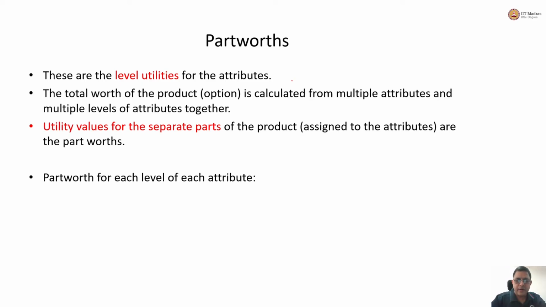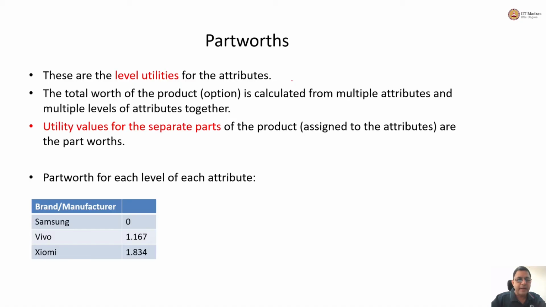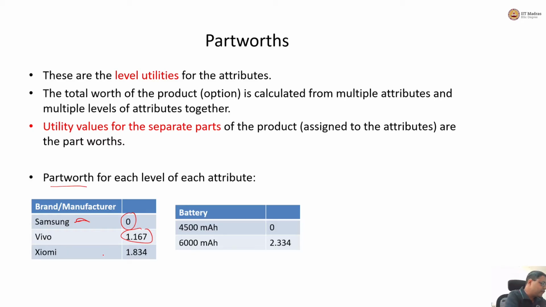So Partworth for our data, Partworth for each of our attributes at each level. For the brand, Samsung was our base level. So Samsung gets a utility or Partworth of 0. Vivo gets a Partworth of 1.167. Xiaomi gets a part worth of 1.834, right, relative to Samsung. Similarly, for the second attribute, which was the battery size, 4500 mAh was our base level. So that gets a part worth of 0. 6000 mAh gets a part worth of 2.334.